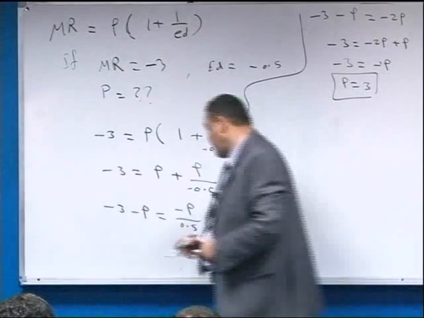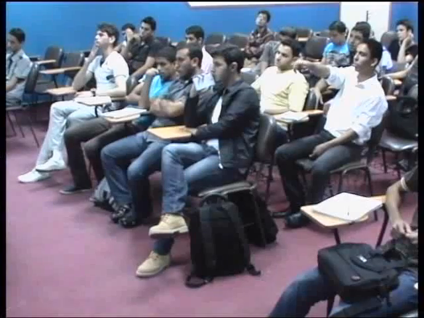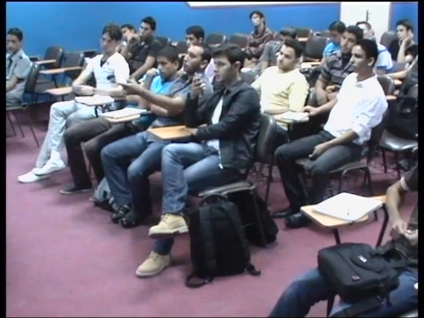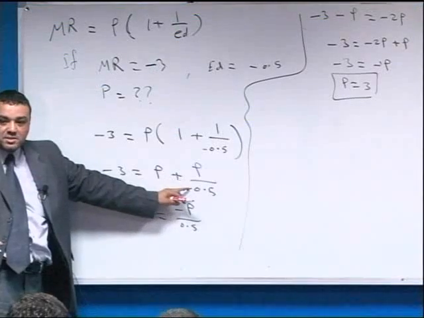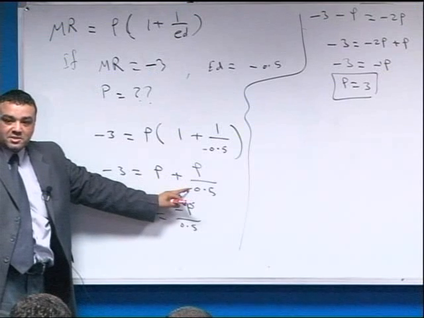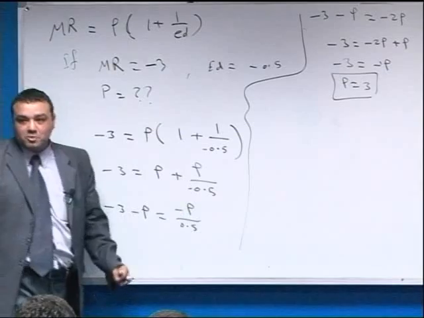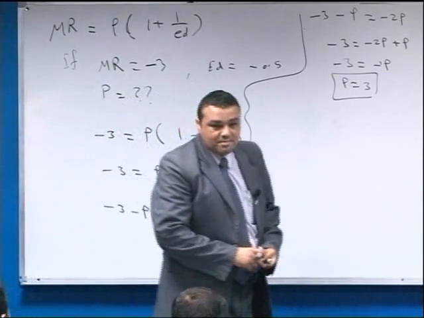Minus 3 minus P equals positive P over... No, there is a minus. Positive minus, the final result is negative. Right? Okay.